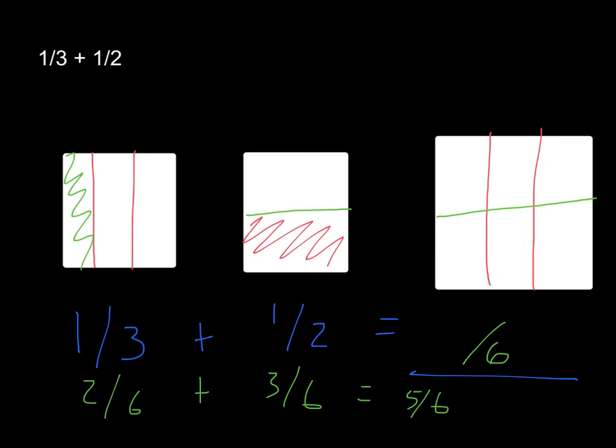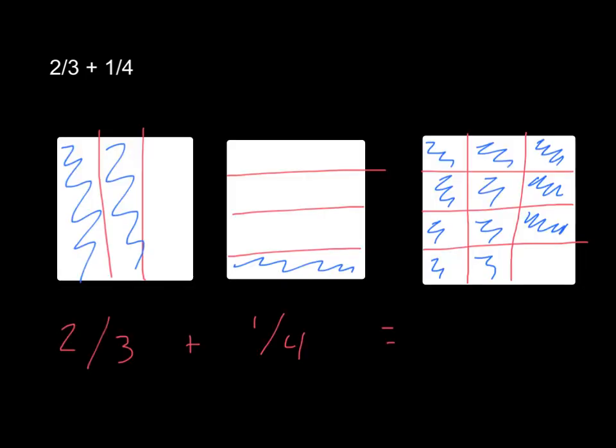And if I shade them in, I have my third and 3/6 for a total of 5/6. Now try 2/3 plus 1/4 on your own. When I solved it, I did it the same way that I showed you, and I found out that my solution is 11/12.